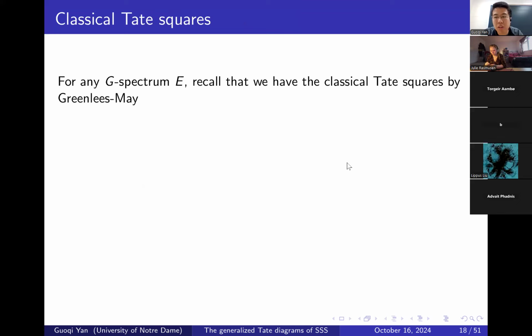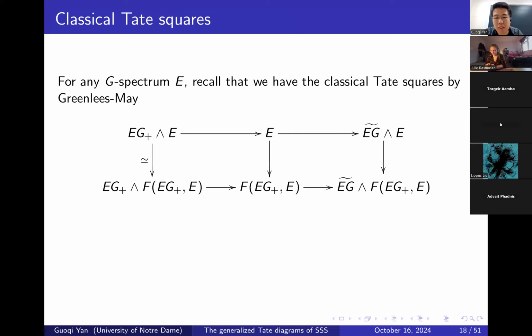But now let's recall the classical Tate diagram. This is the classical Tate diagram by Greenlees and May. E is a G-spectrum, and the square on the right-hand side is a pullback square. The great thing about this Tate square is that we know a genuine homotopy type is very hard to understand, but this pullback square decomposes E into simpler pieces.